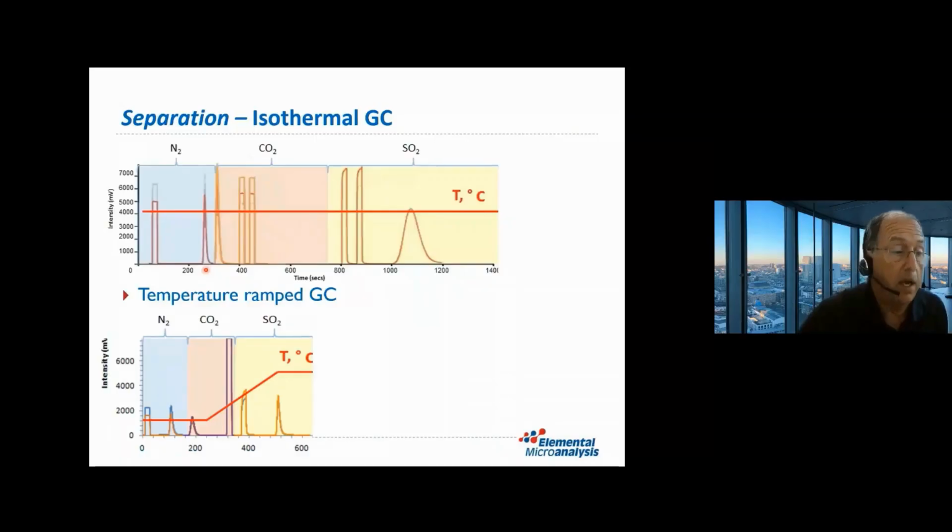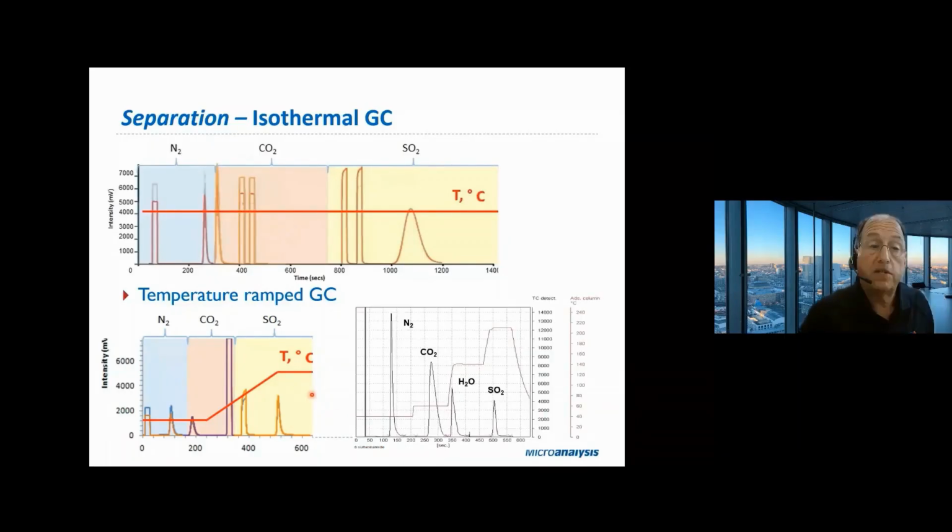If we bring in a ramped temperature GC, you can see that the N2 and CO2 come off as they did over here. It's about the same amount of time. And then with the ramping up of the GC column, the sulfur peak comes out much sooner and narrower.